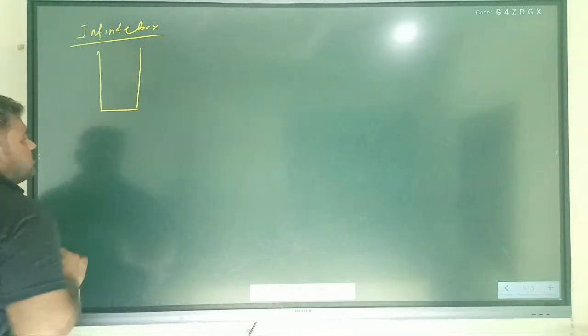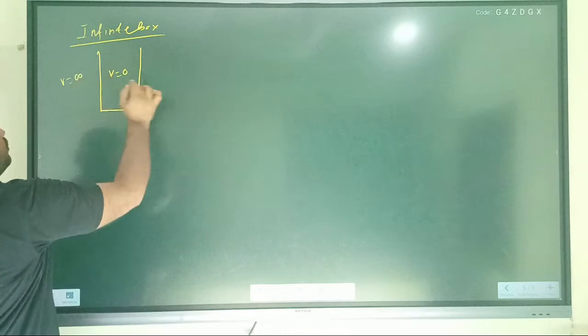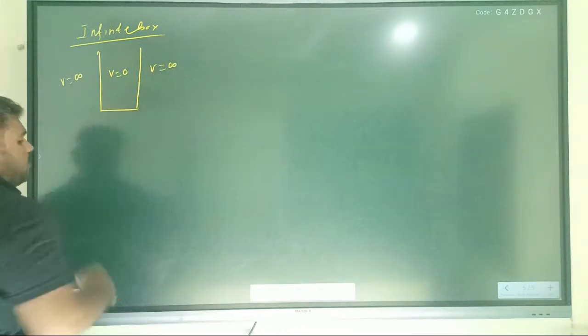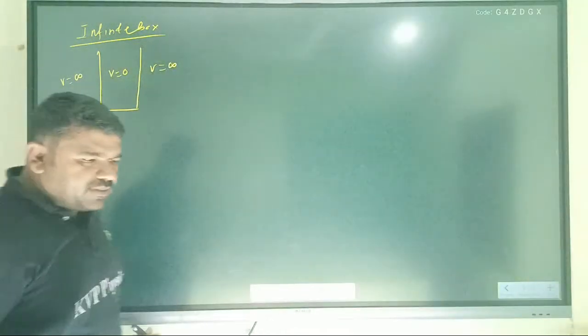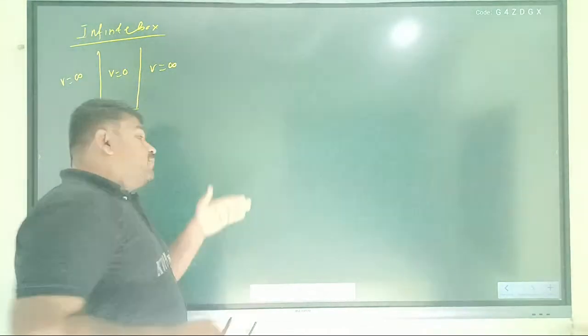What is the nature of this box? Here potential is equal to how much? 0. Potential is equal to 0. Here how much is the potential? Infinite. Here potential is equal to infinite. Now the particle is present here. Simple thing: this is a particle, moving like that. The particle is present only up to here.